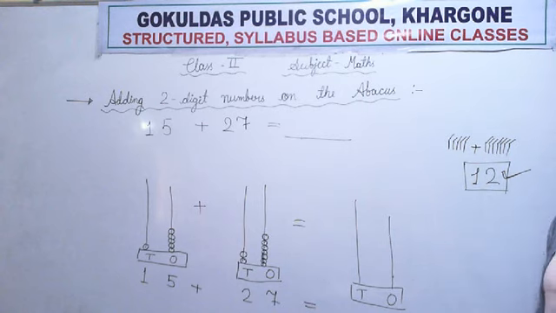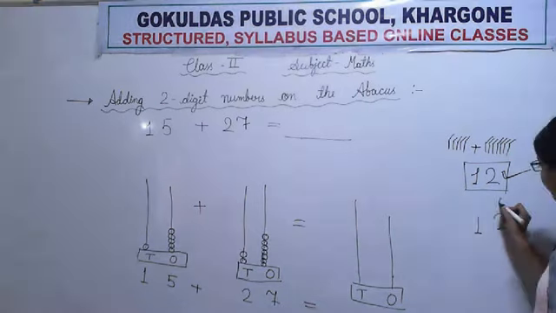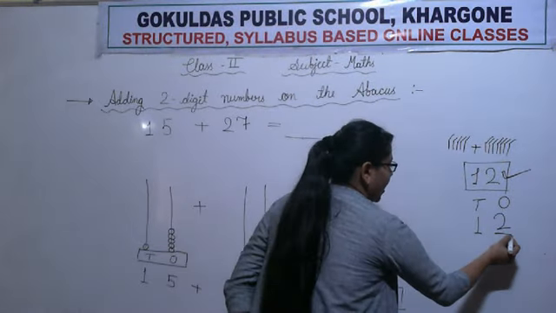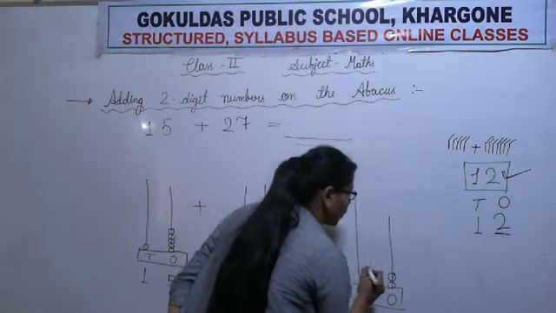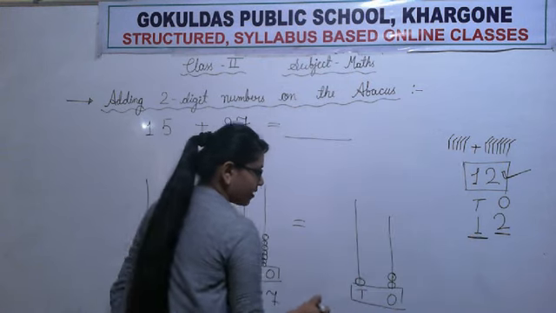So what will we do? We will do regrouping. 12. This is ones and this is tens. We will write ones and tens. 12 has 1 ten and 2 ones. So we can draw it in the form of ones and tens. How many ones? 2 ones. So we will draw 2 beads. How many tens? 1 ten. So we will draw 1 bead.